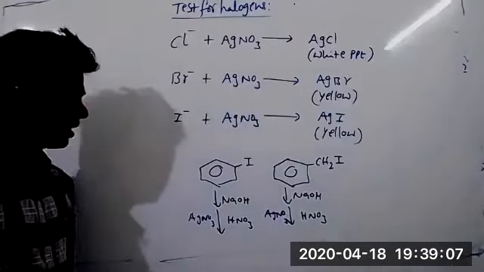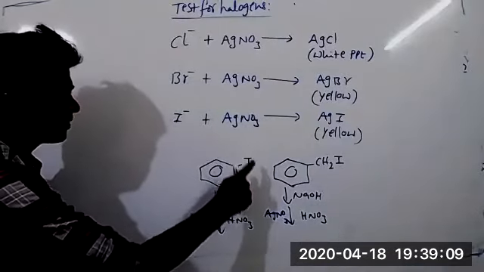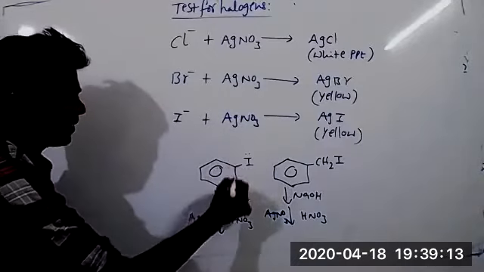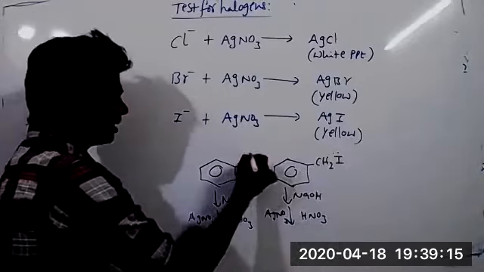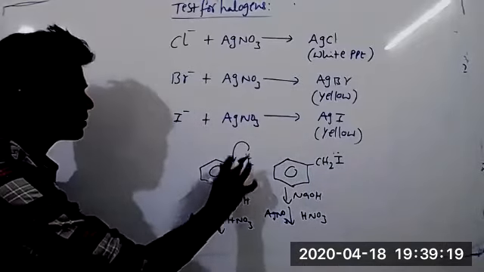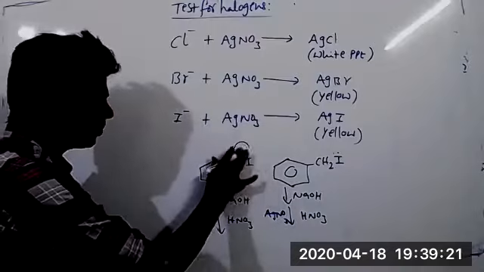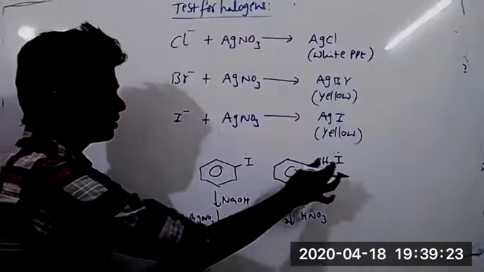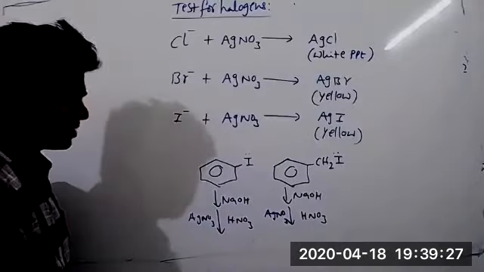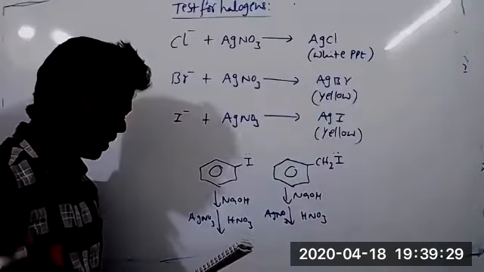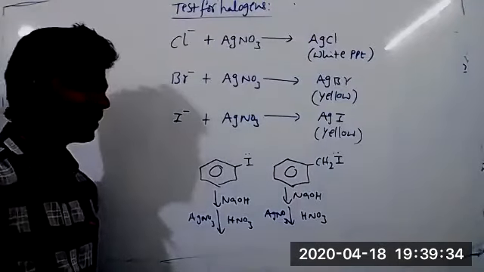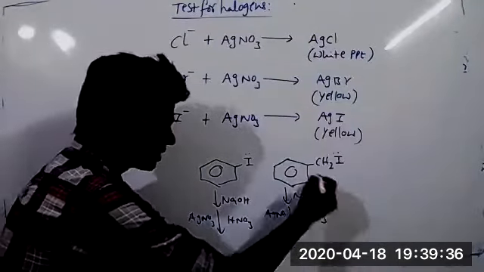Yes, because replacement of this iodine is much more difficult. You already know iodine has a lone pair of electrons, and this lone pair is involved in resonance. That's why breaking of this bond is much more difficult, so it is not possible to replace. The only possibility is that this iodine can be removed easily. That's what is finally given: substance B gave a yellow precipitate. Only this gives a yellow precipitate, so this becomes B.